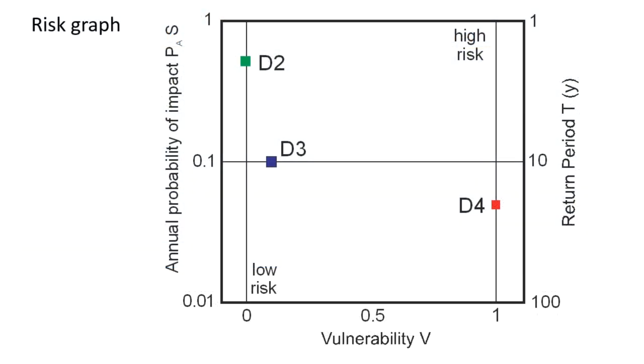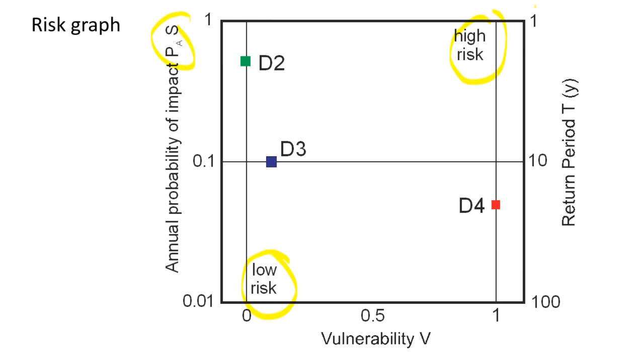Now we can also express the three scenarios from the table as a risk graph. These are normally log-log plots, but in this case, to spread the points out, I've shown the vulnerability along the x-axis on a linear scale. Nevertheless, we still have low risk in the bottom left corner and high risk in the top right corner. On the y-axis, we have the annual probability of impact, which is just the annual probability of the avalanche times the exposure, which is always 1.